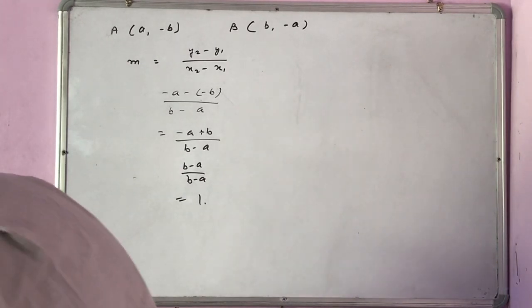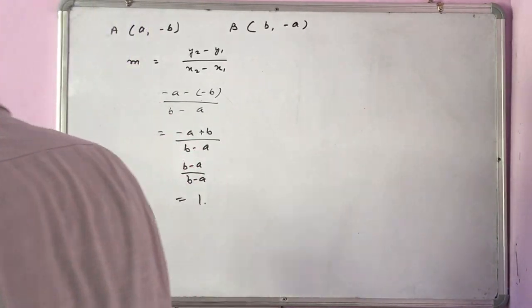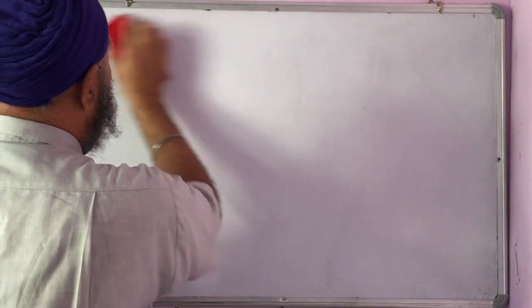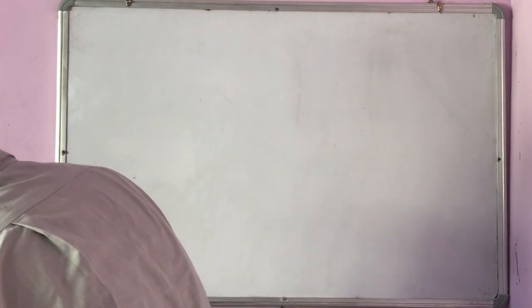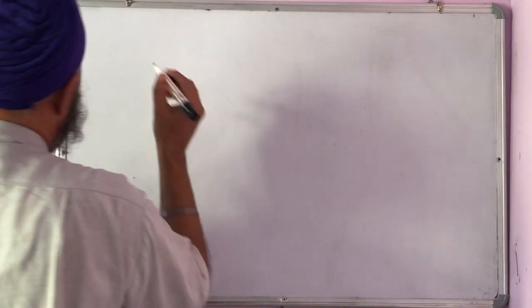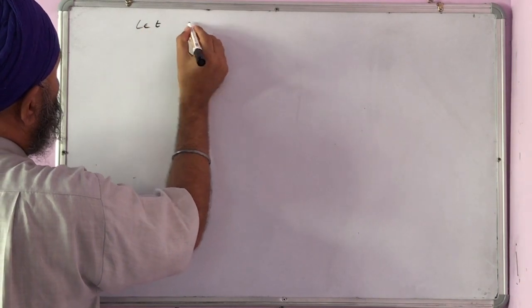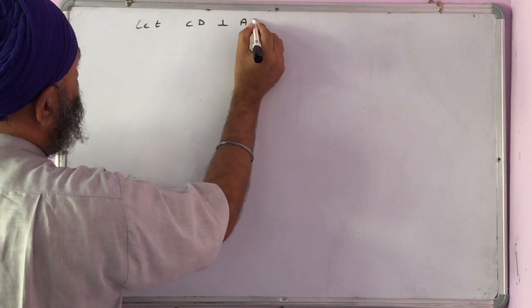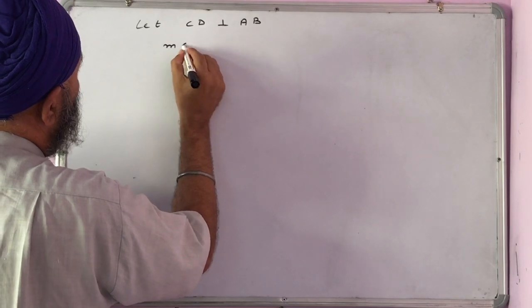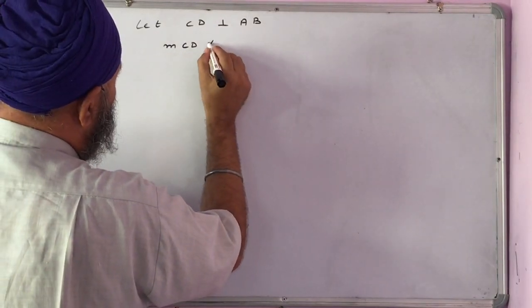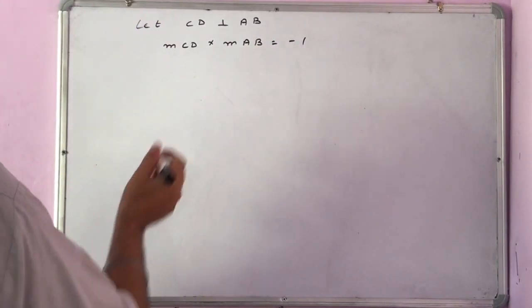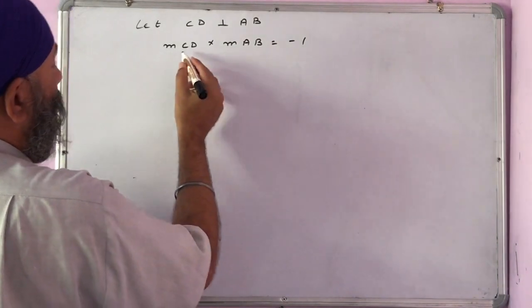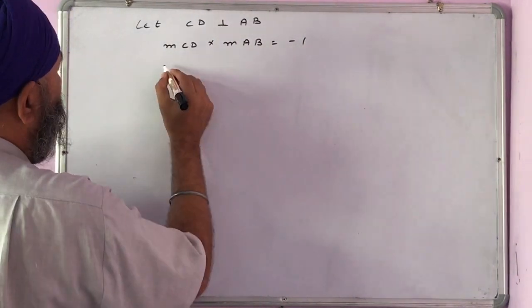Then question number 5. 4 you can do because slopes of parallel lines are equal. Question number 5 I do. Find the slope of the line perpendicular to AB. Let CD be perpendicular to AB. Then MCD into MAB is equal to minus 1. If two lines are perpendicular, then the multiplication of the slopes is minus 1.